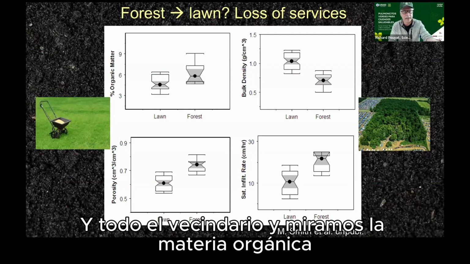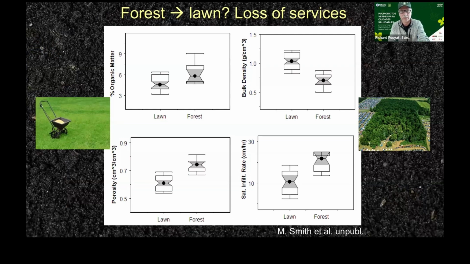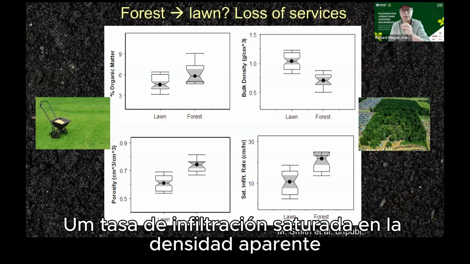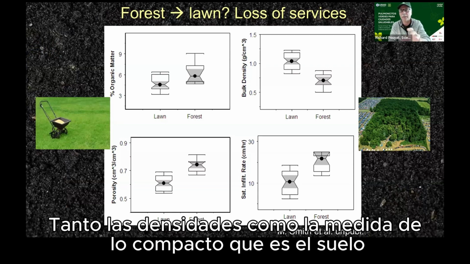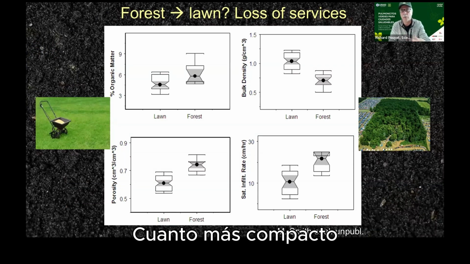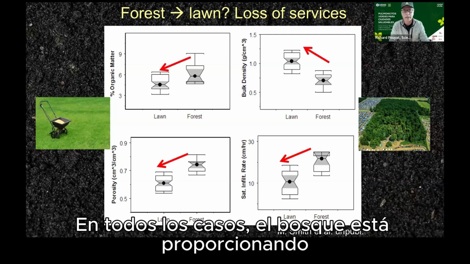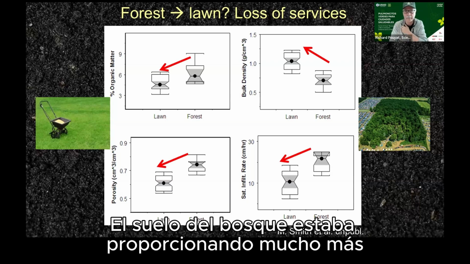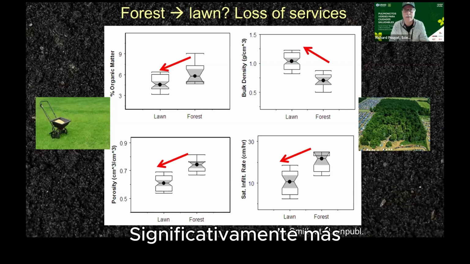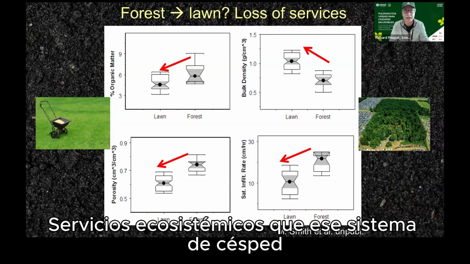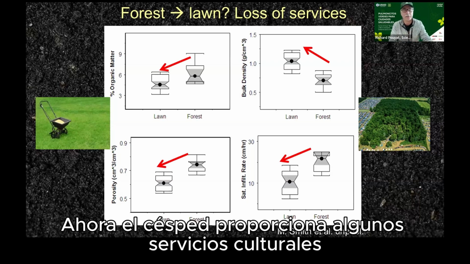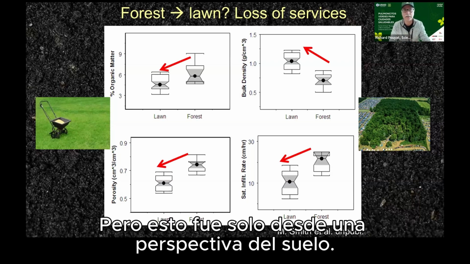And we looked at organic matter, porosity, saturated infiltration rate, and bulk density. Bulk density is a measure of how compact the soil is. The more compact, the fewer services you're getting from that system. And in all cases, the forest soil was providing significantly more ecosystem services than that turf grass system. Now, the turf grass does provide some cultural services, but this was just from a perspective of the soil.